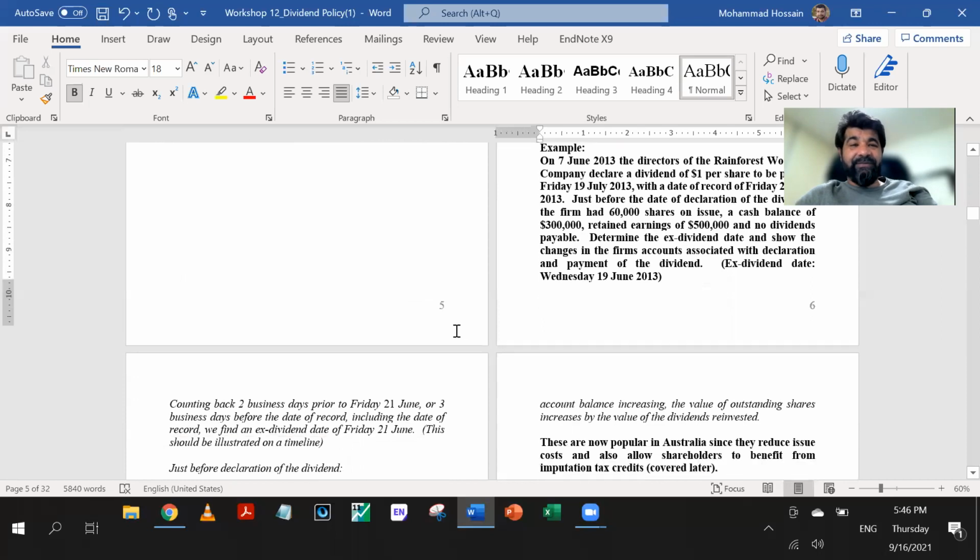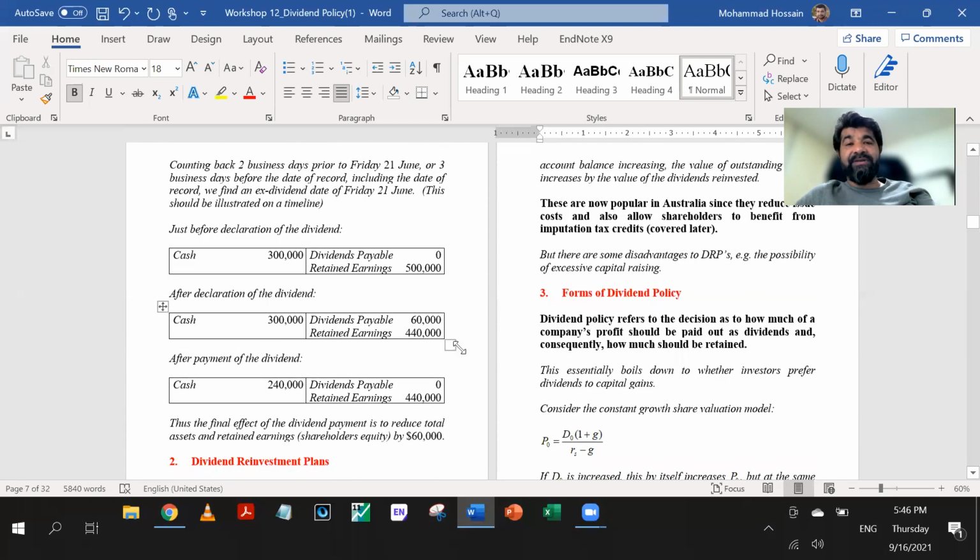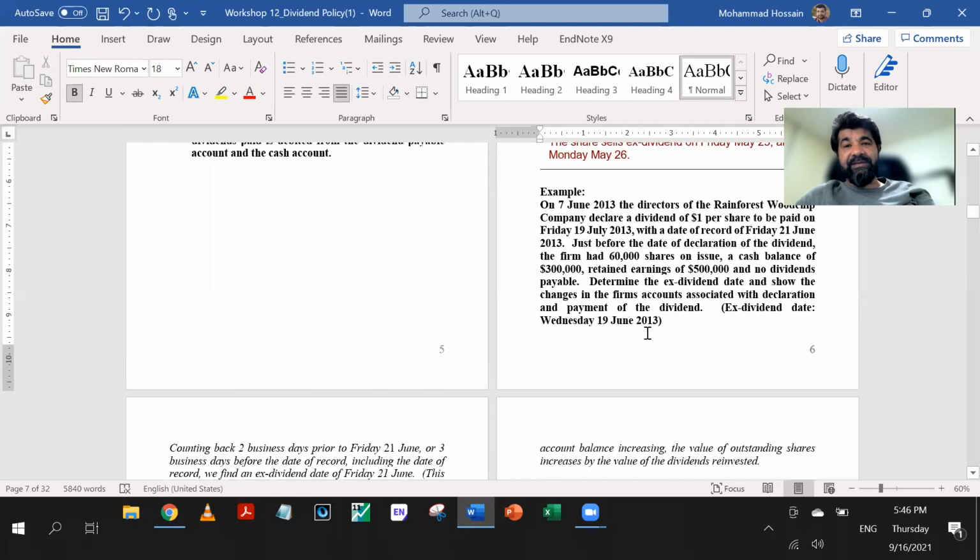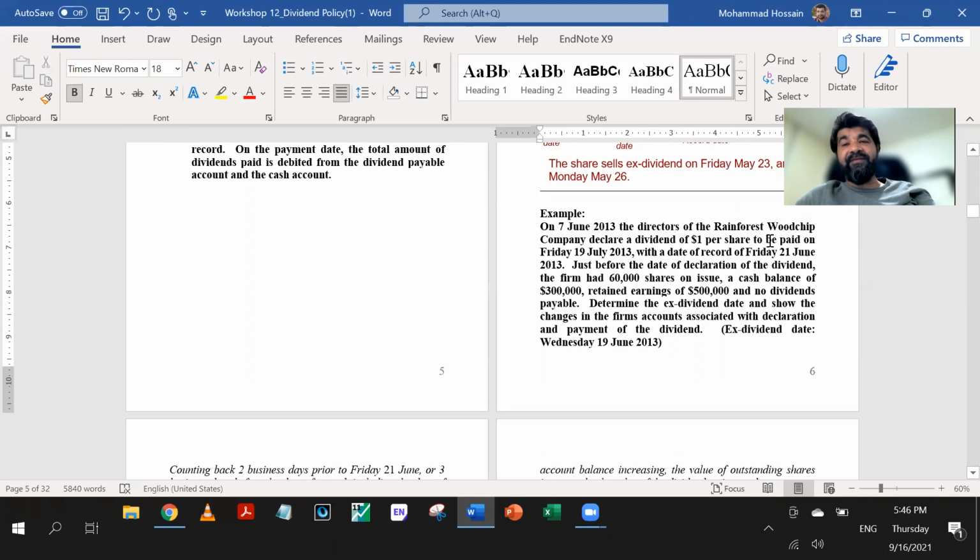There's an example in here. This example is just to show you the dividend entries. So let's have a look. On 7th June 2013, the directors of the Rainforest Wood Chip company declared a dividend of $1 per share to be paid on Friday, 19th July 2013, with the date of record of Friday, 21st June 2013. Just before the date of declaration of the dividend, the firm had 60,000 shares on issue, a cash balance of 300,000, retained earnings of 500,000, and no dividends payable.